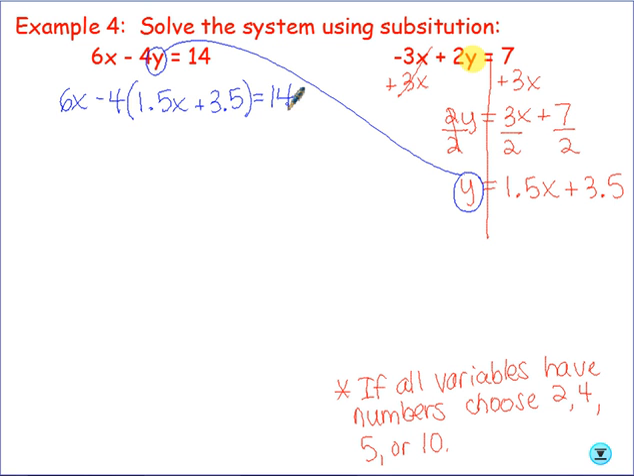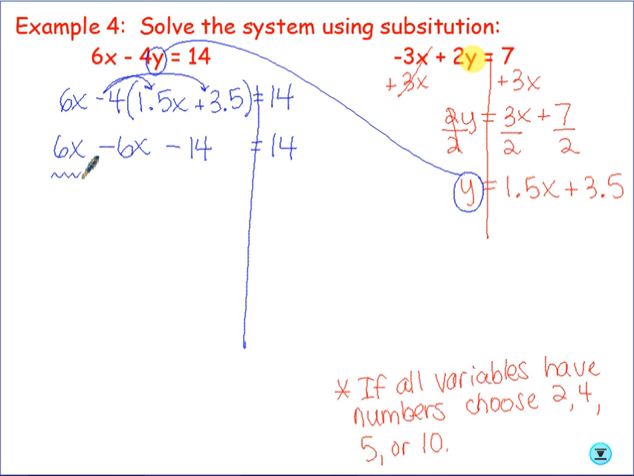Now we are ready to solve. Let's distribute. Keep the 6x. This is a negative 4 times a positive 1.5. That gives us negative 6x. Negative 4 times positive 3.5 is negative 14 equals positive 14. Combine like terms. 6x minus 6x, well, 6 take away 6 is 0. Those cancel. We are left with negative 14 equals positive 14.